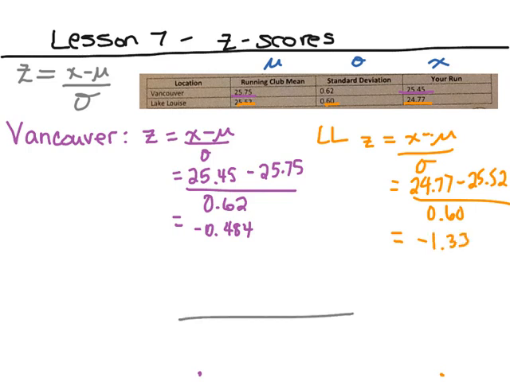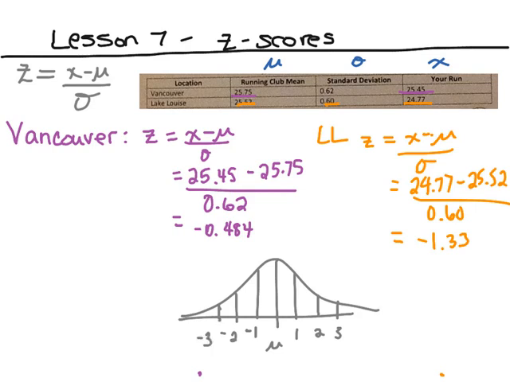If you imagine this normal curve, you have the mean, and here are your standard deviations: 1, 2, and 3. In the other direction it is negative 1, negative 2, and negative 3. We want to place our numbers in, so Vancouver is here at negative 0.484, and Lake Louise is here at negative 1.33.